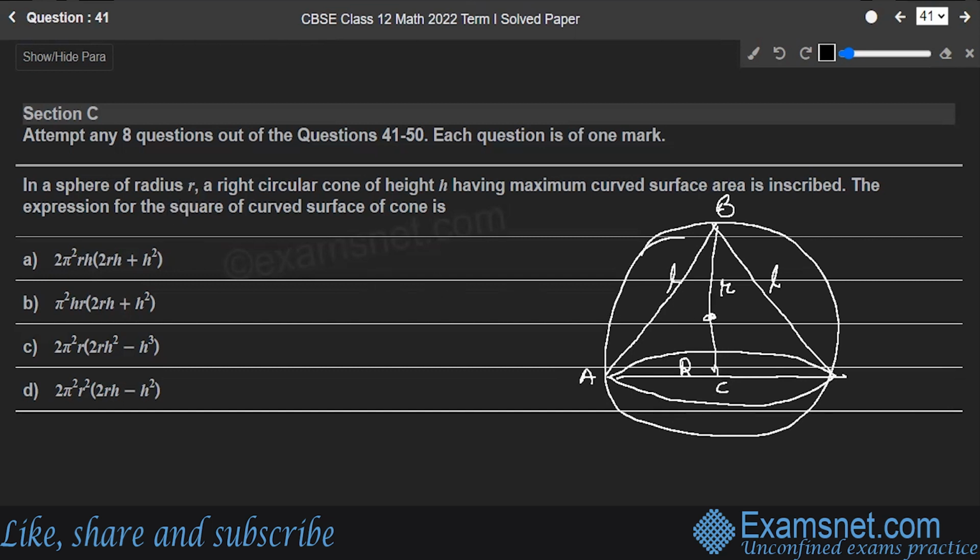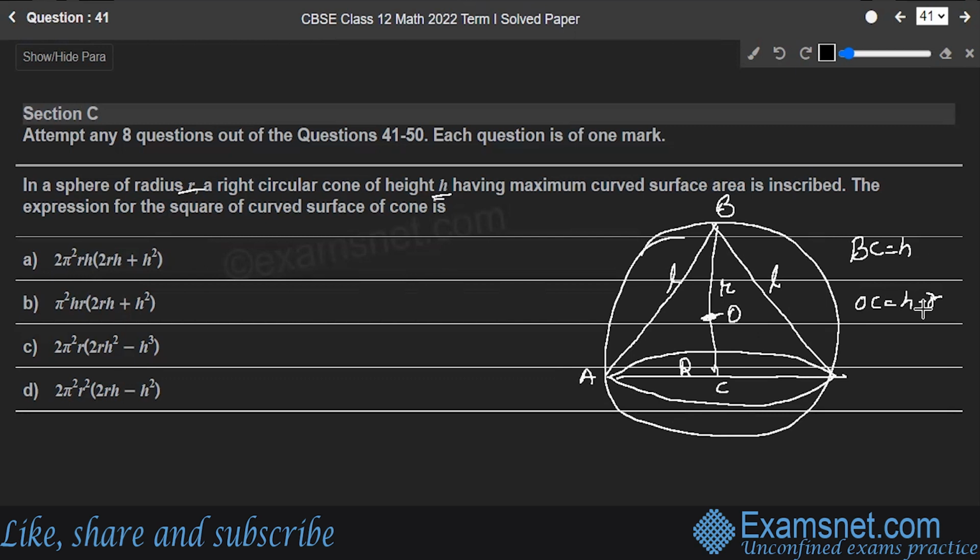Fine. So radius is given to be R, the right circular cone of height h. So that means this total height BC is equal to h. If BC is equal to h, and if this is O, the center of the circle, then OC is equal to h minus R. Okay.